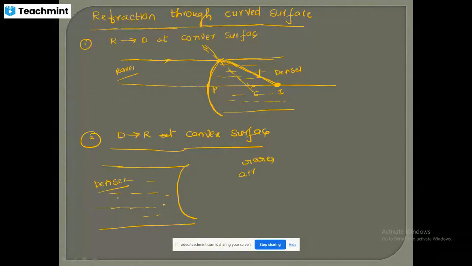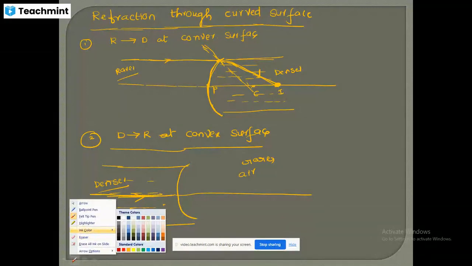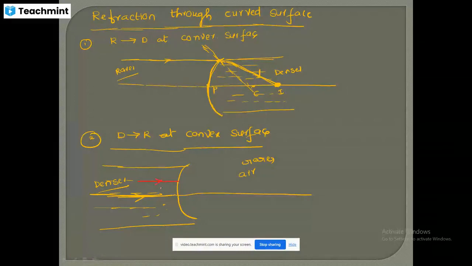Light is coming from the denser medium. This is the principal axis. I can take a ray which is coming from the denser medium and falls on the surface. So where is the normal? This is the center of curvature, and this is the normal. The actual ray goes like that, but light is traveling from denser to rarer, so the refracted ray always bends away from the normal. Away from the normal means it goes like that. This is the refracted ray. These are two observations we made when light falls on a convex surface.